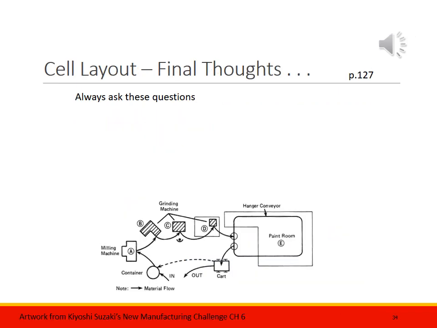So some final cell layout thoughts. These are the questions I want to leave you folks with, as you not only do your project, but also as you go forward in life. You always want to ask if there are operations I can eliminate. And you have to do that in a way, don't think about the people, right? Think about the operation. You want to have people working at positions and operations that are meaningful.